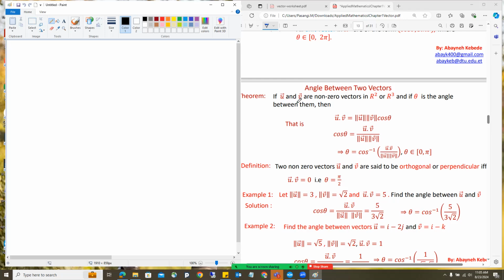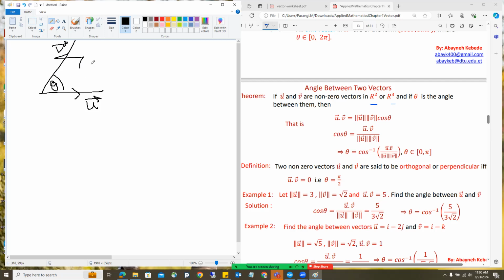Angle between two vectors. If u and v are non-zero vectors, so both vector u and vector v should not be 0. So u and v are non-zero vectors in R squared or R cubed, which means it might be two-dimensional or three-dimensional space, and theta is the angle between them. For example, if I draw a sketch, here we have vector u and here we have vector v.